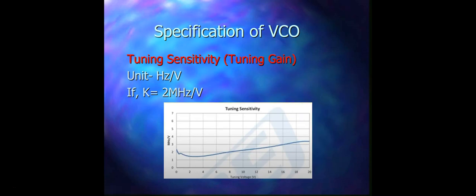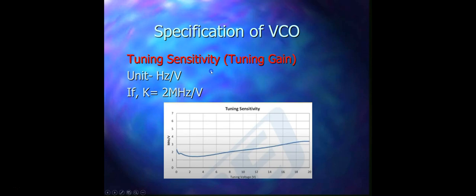Next is tuning sensitivity, which is also called tuning gain, and it can be defined as the amount by which the frequency of the voltage controlled oscillator changes when we change the control voltage by 1 volt, and it is defined in terms of hertz per volt. So let's say your VCO has a tuning gain K with a value of 2 megahertz per volt. Then we can say when the voltage is changed by 1 volt, the frequency of the oscillator will change by 2 megahertz.